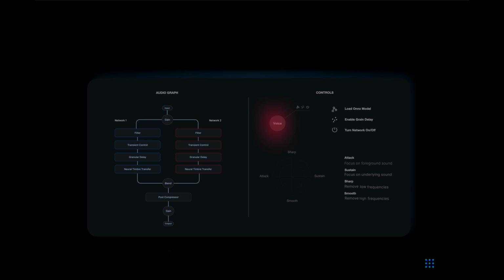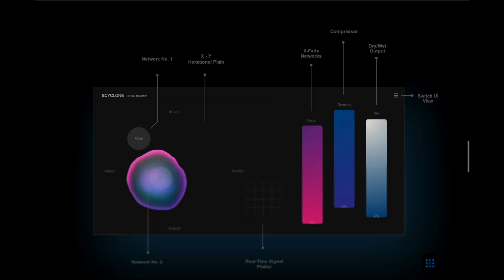On the right-hand side you can see the network node. The network node allows the user to control and shape the sound in different ways. It is also equipped with an arm, allowing the user to load ONNX models, enable the grain delay, or simply turn the network on and off. The plugin is also equipped with an XY plane. The X-axis allows the user to control the attack and the sustain of the sound, while the Y-axis controls the sharpness or the smoothness of the sound.